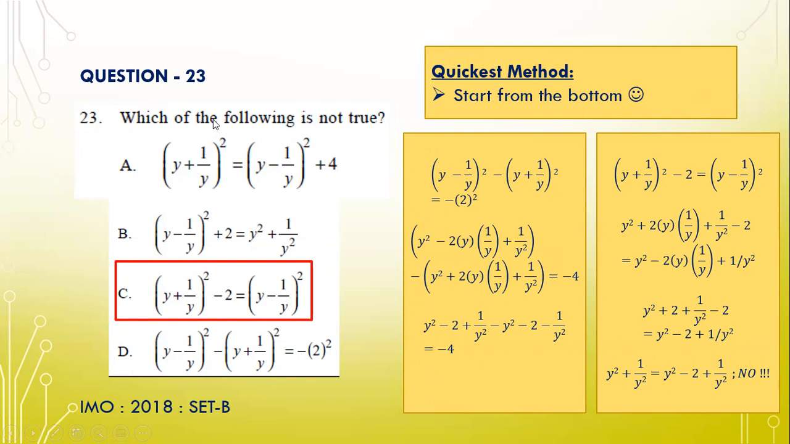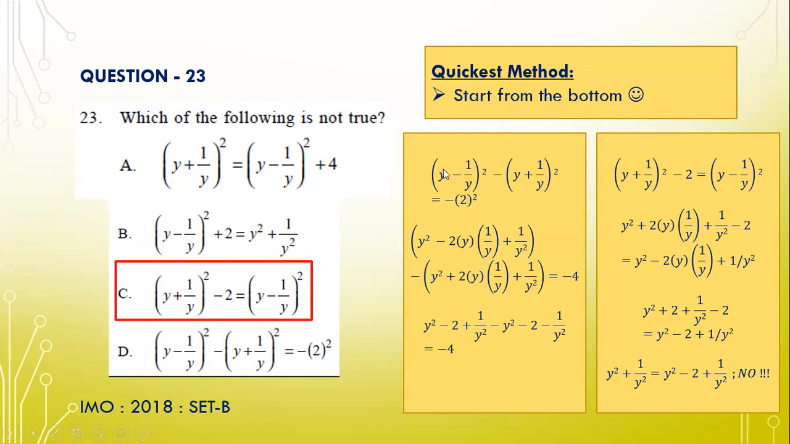Because normally who is setting the question paper, they want you to solve all the options. So they will think that if you start from A, you will take more time. But now we'll start from D, from the bottom. So Y minus 1 upon Y whole square minus Y plus 1 upon Y whole square is equal to minus 2 raised to 2, isn't it?